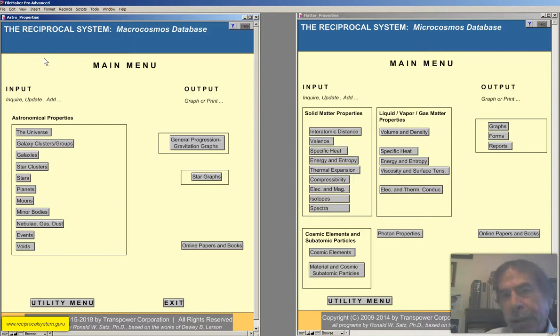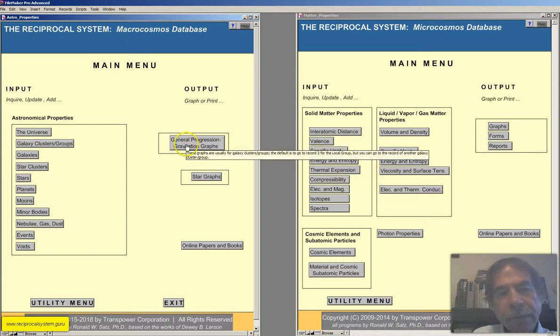This has the properties and calculations for the universe as a whole: galaxy clusters and groups, galaxies, star clusters, stars, planets, moons, minor bodies, nebulae, gas and dust, events, and voids. It comes with a fine graphing program, general progression versus gravitation graphs, and star graphs here.